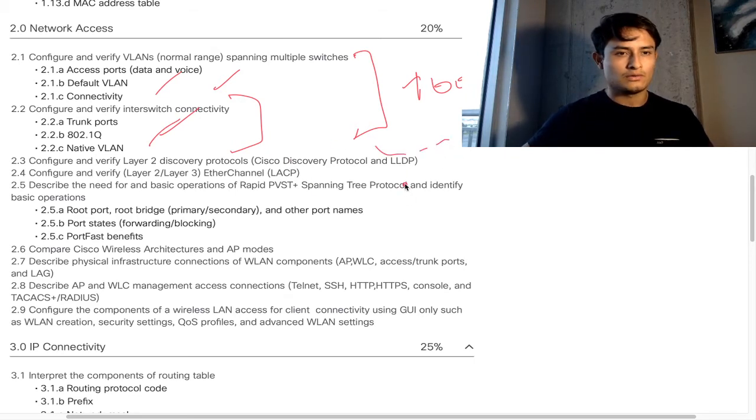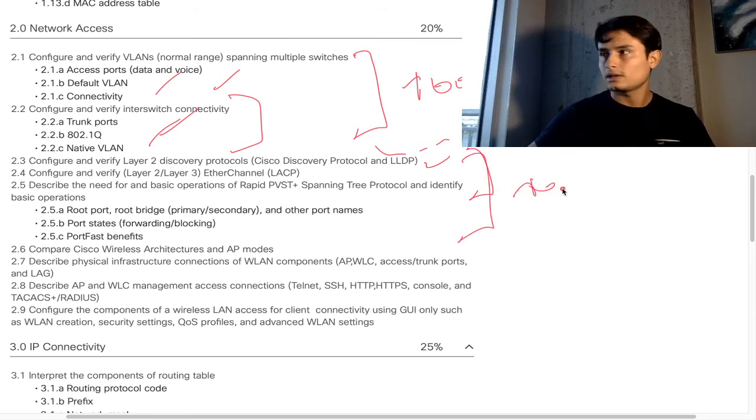Let's see what else. Yes, you need to know CDP and LLDP, and how to configure them. Yes, you need to know these things 100%, guys. Wireless architectures and AP modes: yeah, you need to know what the AP modes are. Describe physical infrastructure connections. We'll see. LAG: yeah, you just need to know the fundamentals.